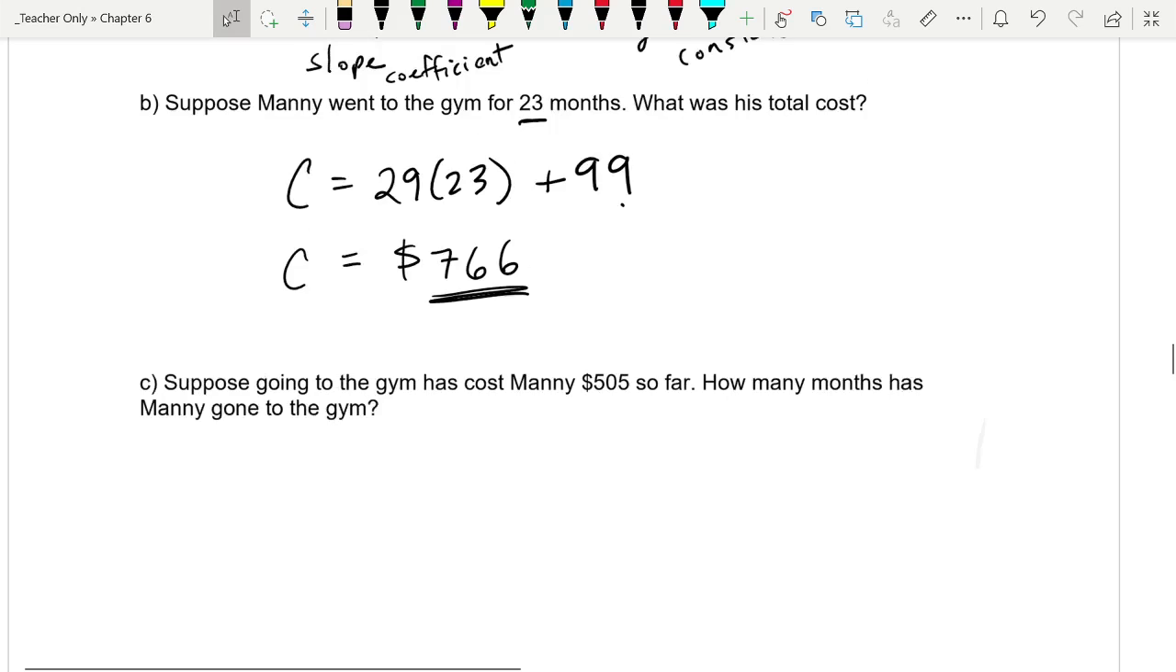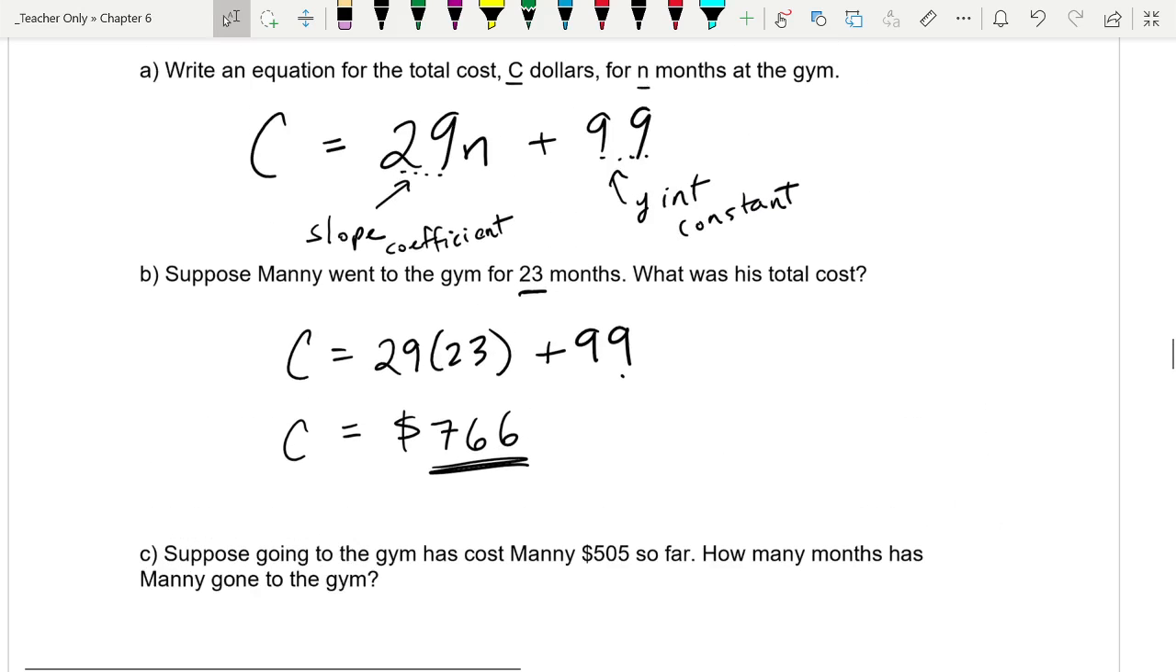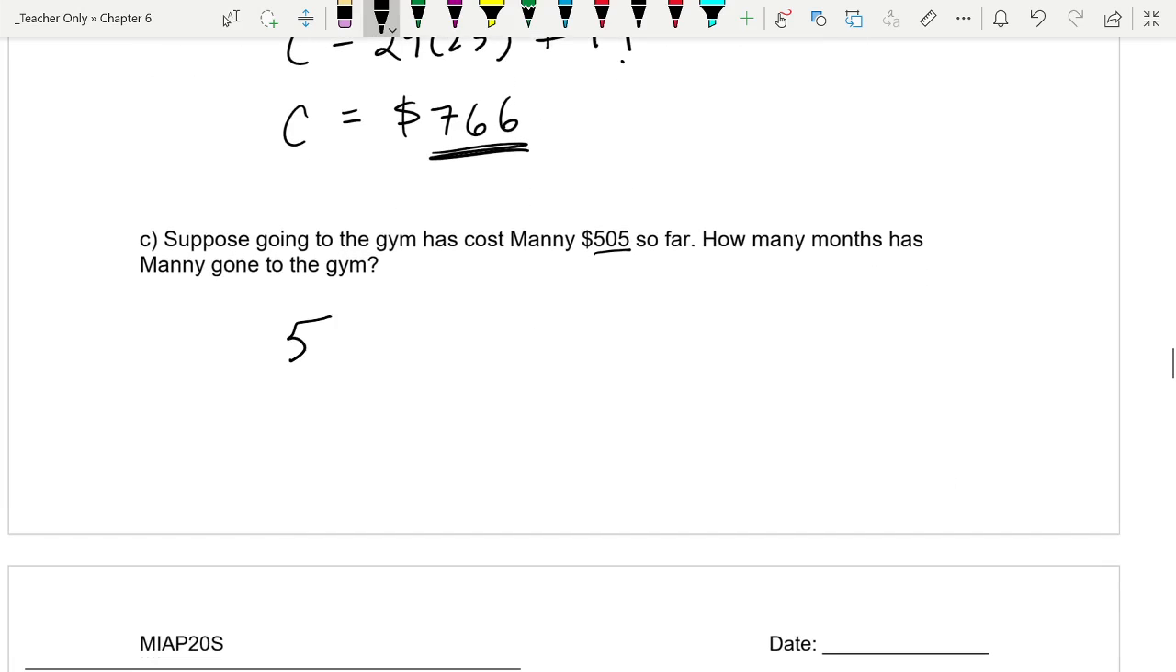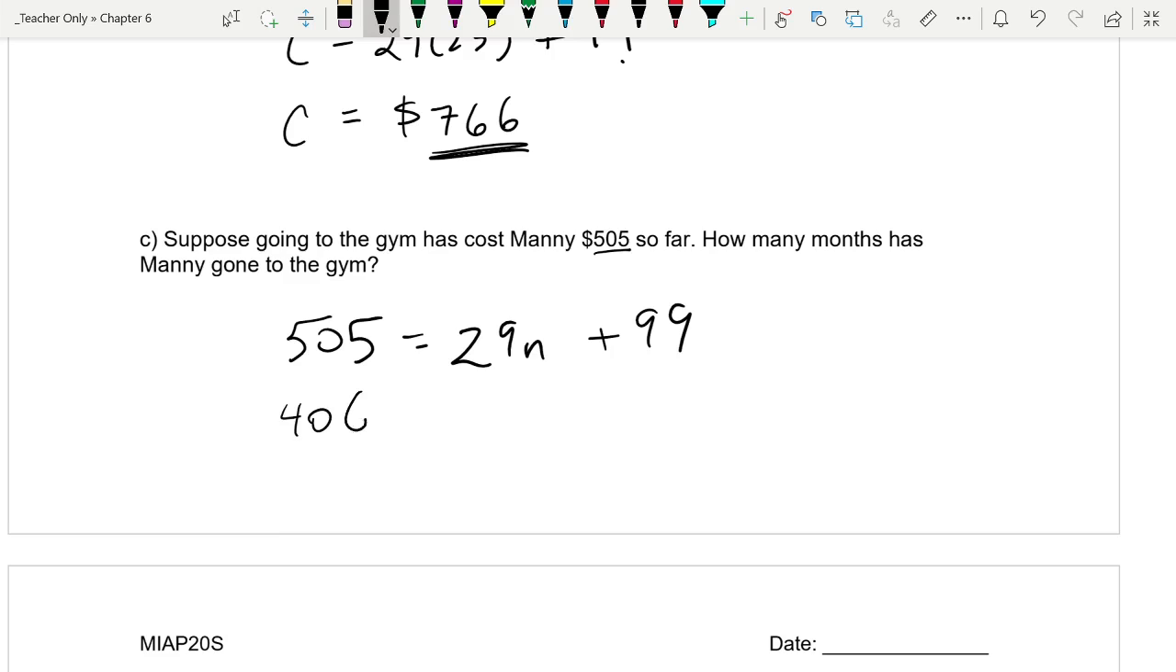All right. Oh, there's a C part too. Suppose going to the gym has cost him $505. How many months is that? Now I'm replacing the cost number. So 505 is equal to 29n plus 99. 505 minus 100 is 405, but put 1 back because I was only subtracting 99, and that's 406.